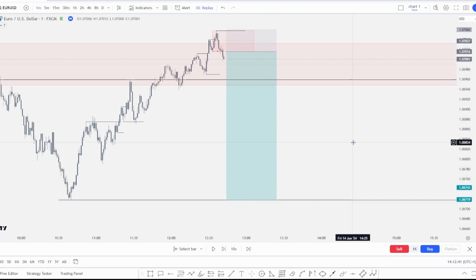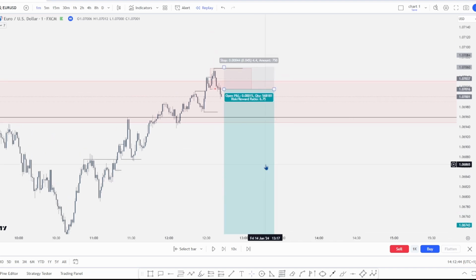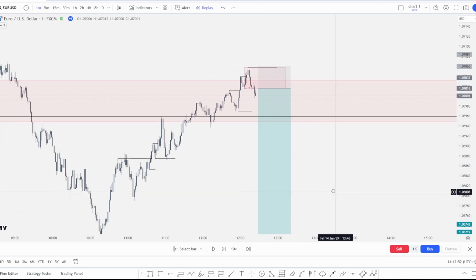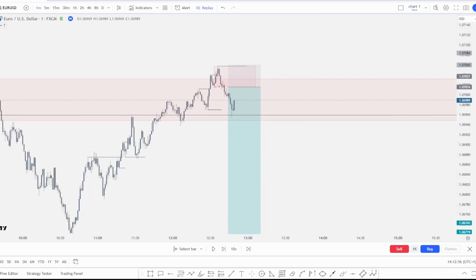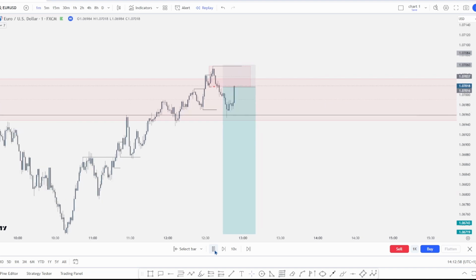Aim for the high. That's a nice 6.75% if you're using a full percent risk. Of course, if you're using less, it's going to change, but it's call it 6R. So pretty reasonable. And all we're looking for now is price to tap into here and to run to our low. So let's just play here.